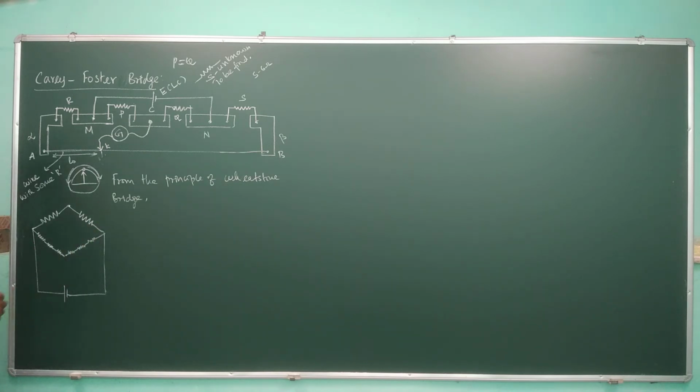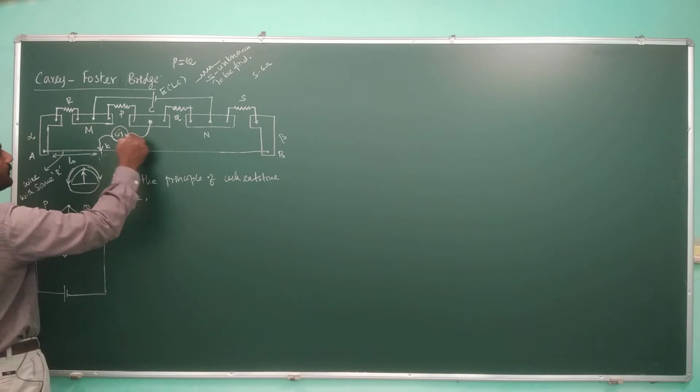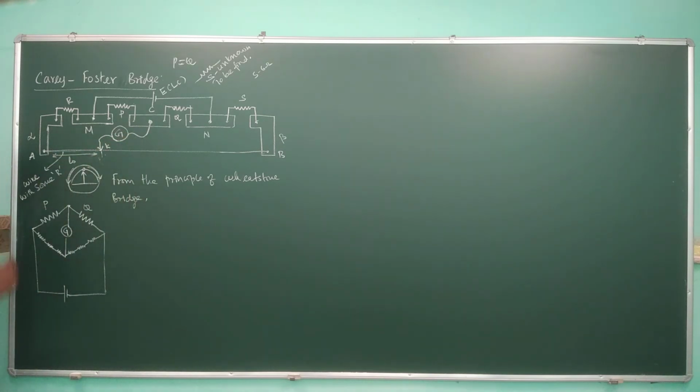In that way you have to write. So this is simply P and it is Q. In the middle, it is G. That's not a problem, right? There is a galvanometer. You see, this is Lagrange cell E. Here it is R and this one is alpha. It is S and this one is beta.